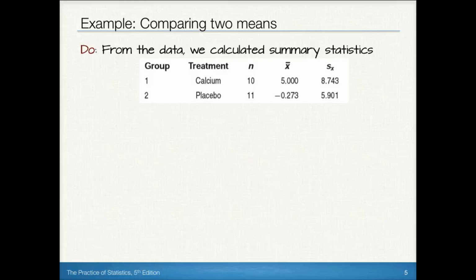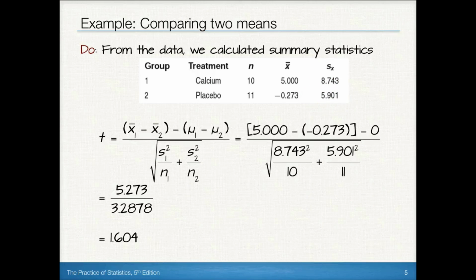Now from the data, we calculate some summary statistics. For our calcium group, our sample size was 10. The mean decrease was 5 millimeters, with a standard deviation of 8.7 millimeters. And for our placebo group, our sample size was 11. We actually had a mean increase, or in other words, a mean decrease of negative 0.273 millimeters, and a standard deviation of about 5.9 millimeters. To calculate our test statistic, we use our t formula, and we get a test statistic in this case of 1.604.